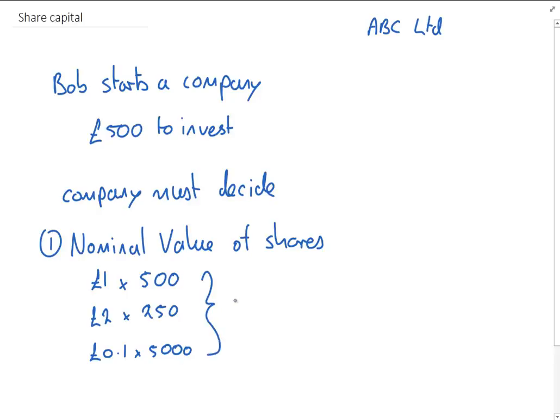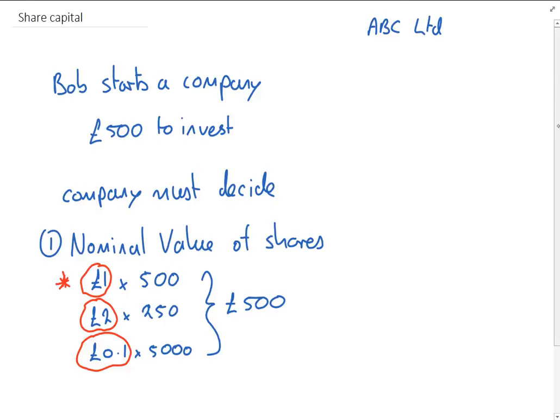All of these would allow the company to issue shares up to a nominal value of £500, which covers Bob's initial investment. Remember, I'm keeping this as simple as I can. So how does a company choose which nominal value to use? Well, it's just up to the company. If I was setting mine up, I'd probably start with £1. Why? Because it's pretty simple to do the maths. And anything that keeps maths simple to me is very useful. But it is up to individual companies to choose their nominal values.